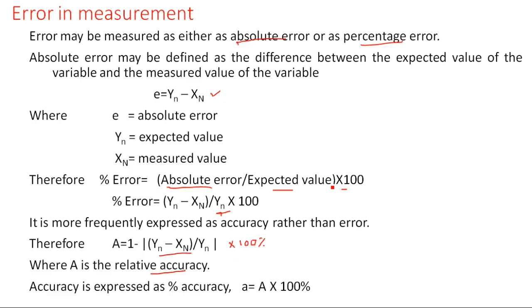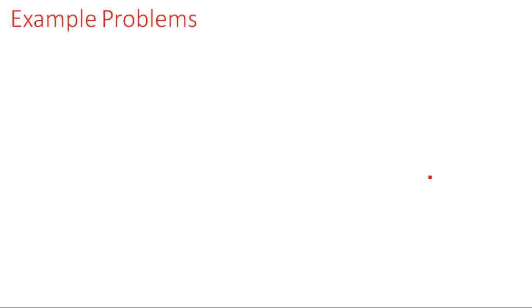So these are the four important parameters generally asked in examinations. One is absolute error, second is percentage error, third is accuracy, relative accuracy or accuracy, both are the same, and fourth is percentage accuracy. These are the four parameters you are asked to find out in the examinations for any problems in error measurement. Let us see some example problems I have taken here.